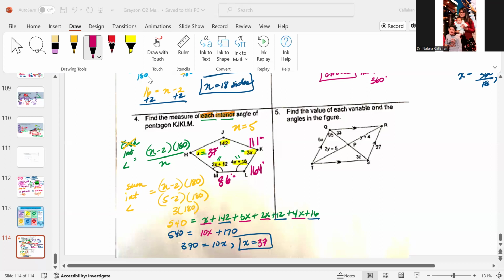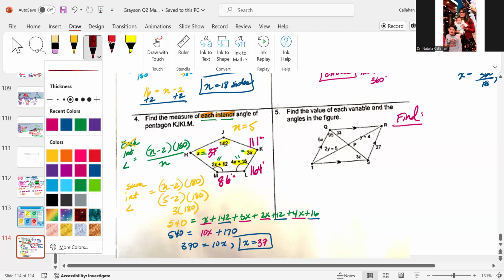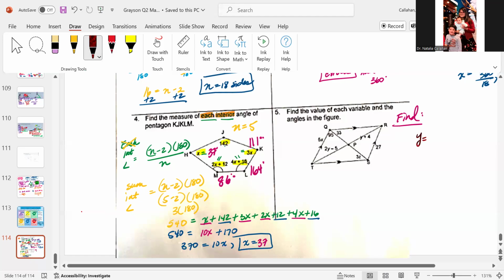Okay, so let's figure out this. What are you trying to find? What are the letters? You see any of the letters? Y. Okay, what else? Z. What else? X. Okay, and then which angles do we have? Q, R, S. Okay, what else? S. E. Q. Okay, what else? R.